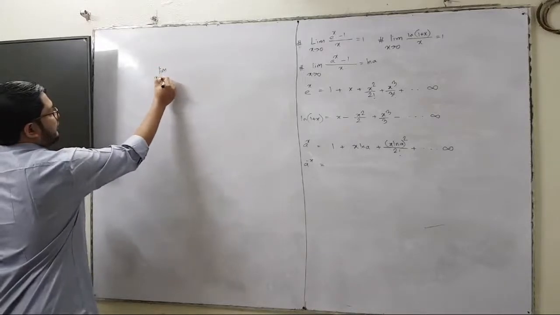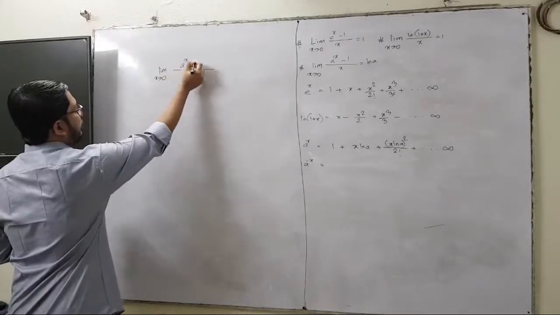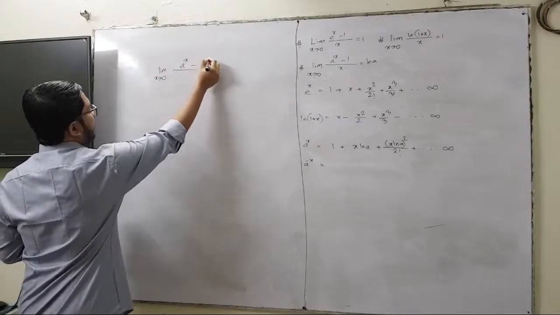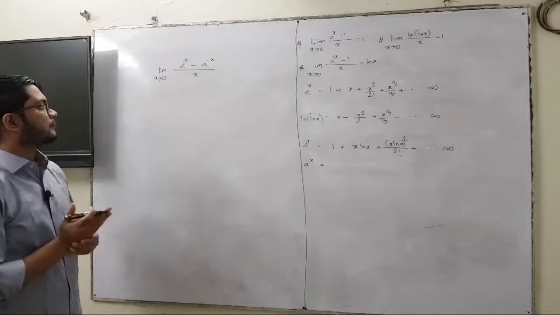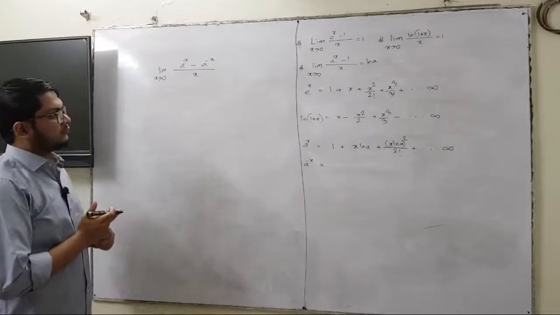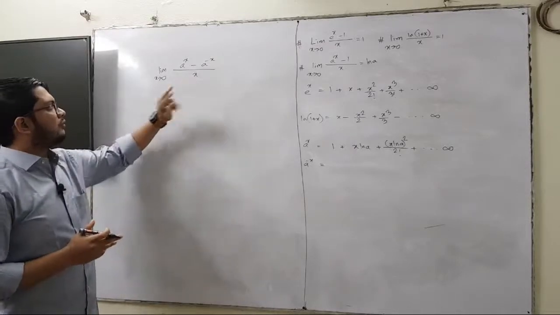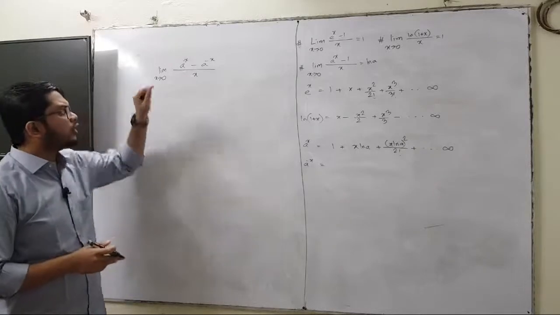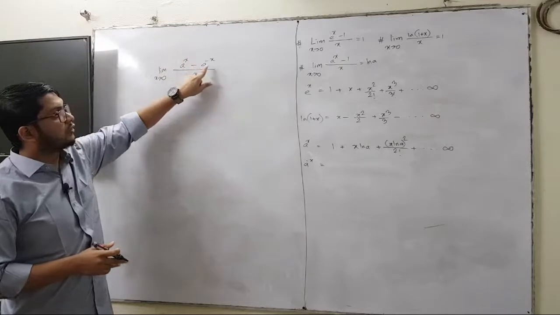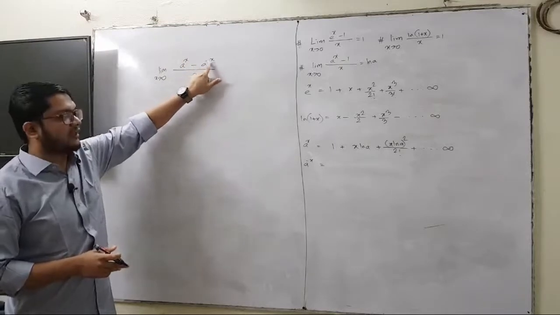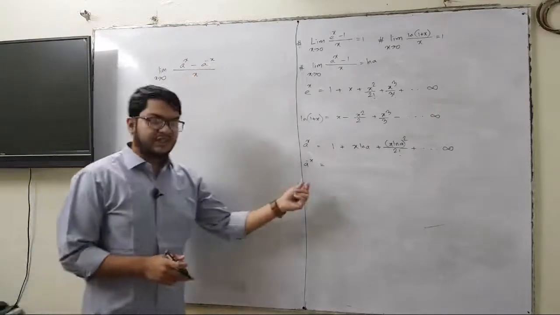Limit x tends to 0, a to the power x minus a to the power negative x divided by x. Okay. So now what do we need? We know the value of a to the power x. I mean, we know the expansion already. So you just need to know the expansion of a to the power negative x. Okay. So at first, let us fix it.